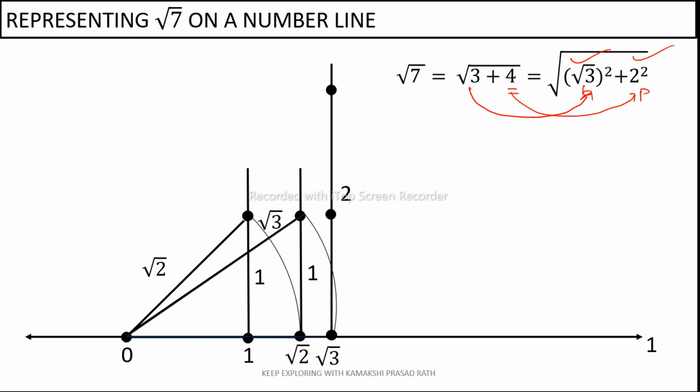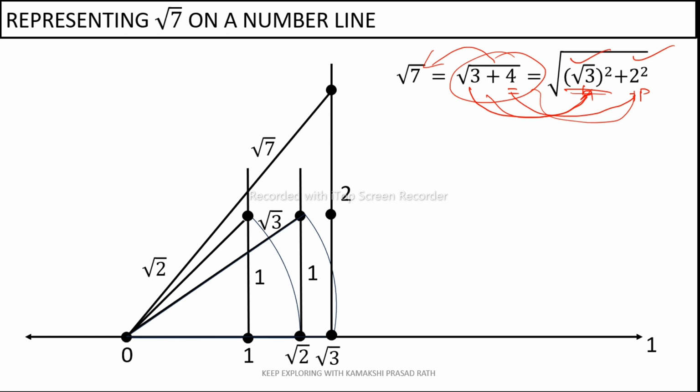You can see here. Root 3 whole square is 3. 2 square is 4. 3 plus 4 gives us 7. That's our calculation. We get the hypotenuse as root 7. After getting the hypotenuse, we'll just plot it on the number line and mark it. So that will give us root 7.